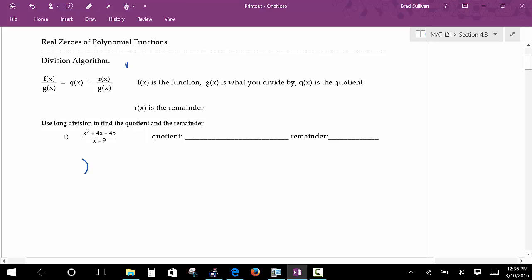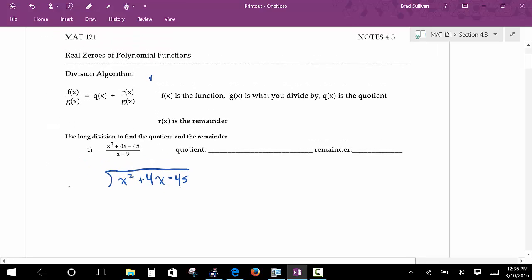And a lot of you have done this before. If you haven't done it before, you got to work on it a little bit. Okay, so we're going to take that and put the numerator under a division symbol, and then what we're going to do is put the x plus 9 like that. Okay, we're going to do long division like this.